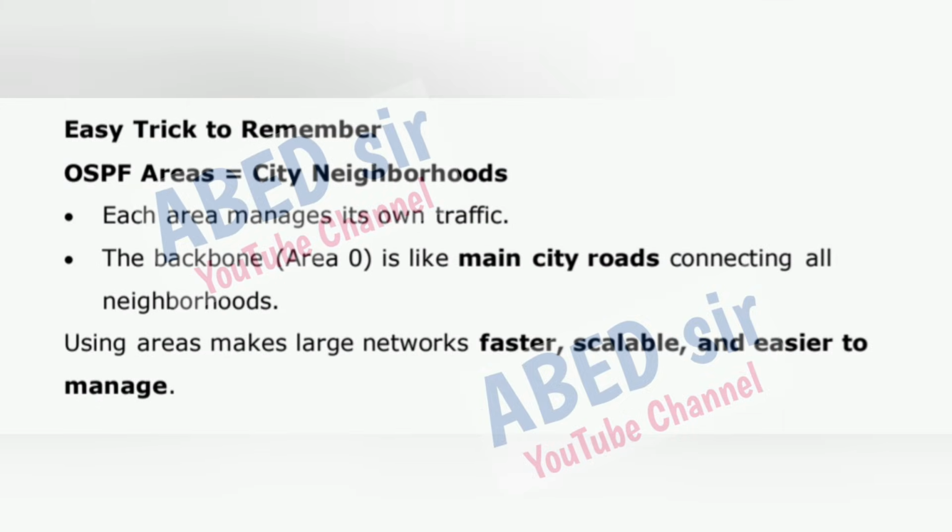Easy trick to remember: OSPF areas equals city neighborhoods. Each area manages its own traffic. The backbone, Area 0, is like main city roads connecting all neighborhoods. Using areas makes large networks faster, scalable, and easier to manage.